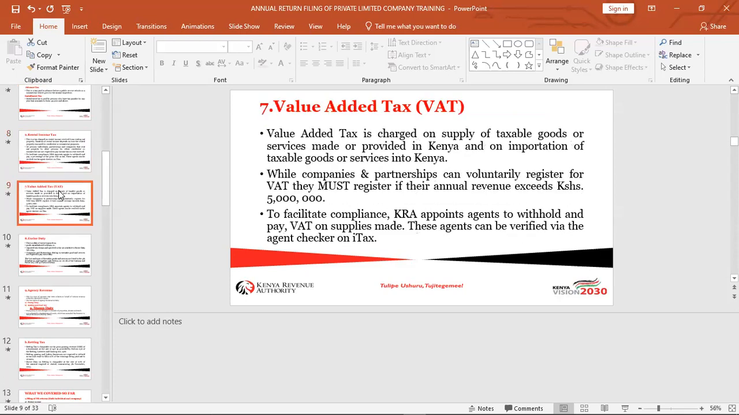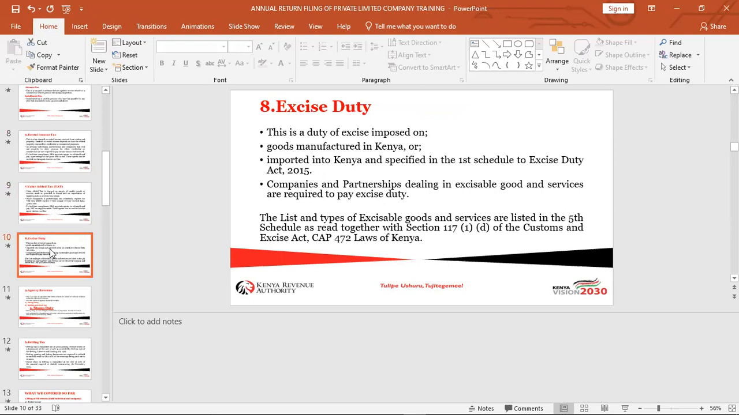Then another one we are supposed to cover is value added tax, that is VAT. VAT, we have said it's done in the non-residential. Then we have VAT on the goods that are sold by large companies and partnerships. We are also supposed to see how the functionality is in the iTax. Then we have another one called excise duty. Excise duty is imposed on goods manufactured. That one, we are also supposed to see how it is filed through iTax.